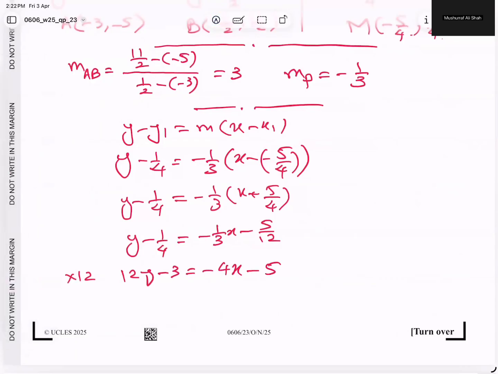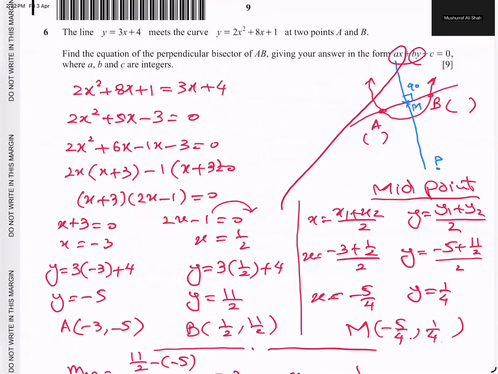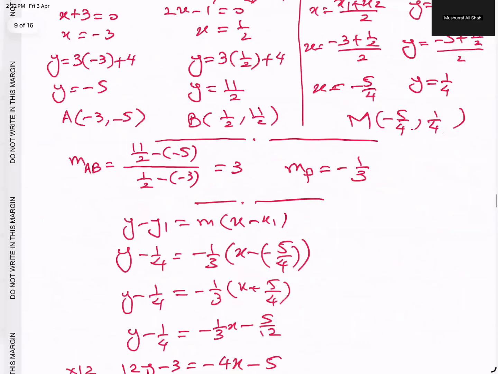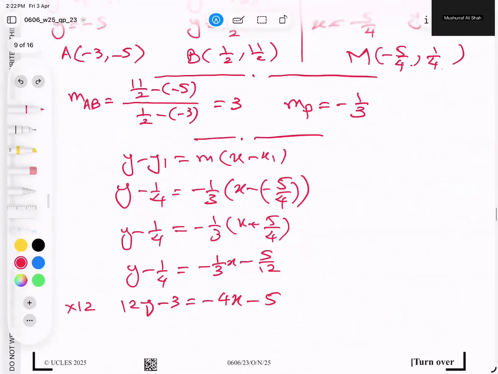Once again, I look here: x value before y and then constant. So how can we do it? First of all, x I'll bring here. I got 4x positive plus 12y plus 2 is equal to 0. And now divide the whole equation by 2. I got x plus 6y plus 1 equal to 0.